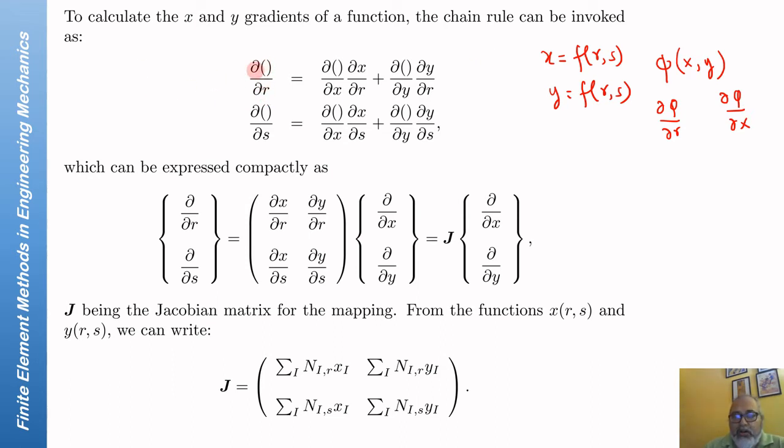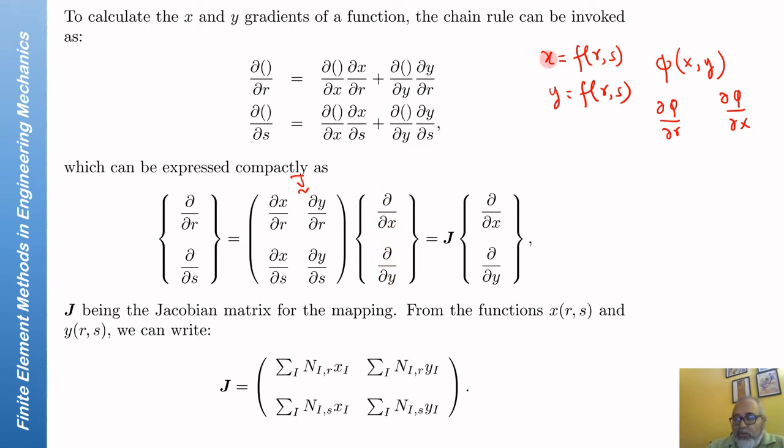So del r of any quantity would be del x del r times del x, plus del y del r times del y. This would be del r. Similarly, del s would be this. So these are transformation relations for the gradients del r and del s in terms of del x and del y, and this operator equation can be written as del r, del s equal to what is known as the Jacobian of the transformation, times del x, del y. This is the Jacobian of this mapping.